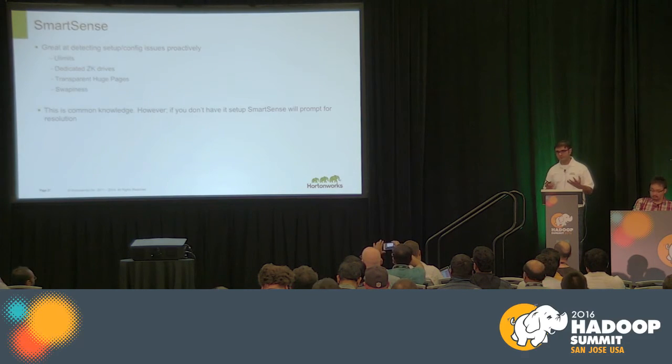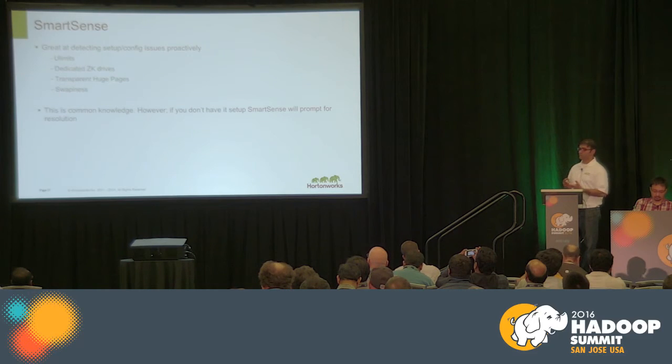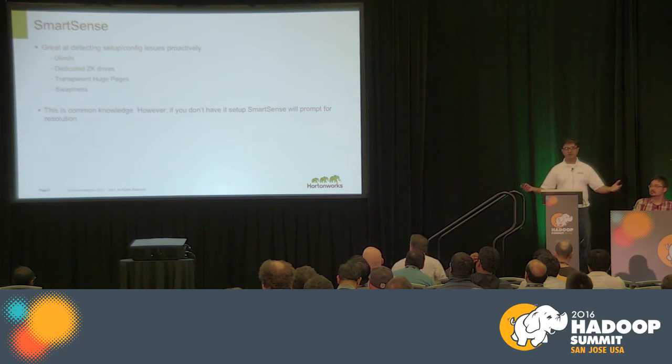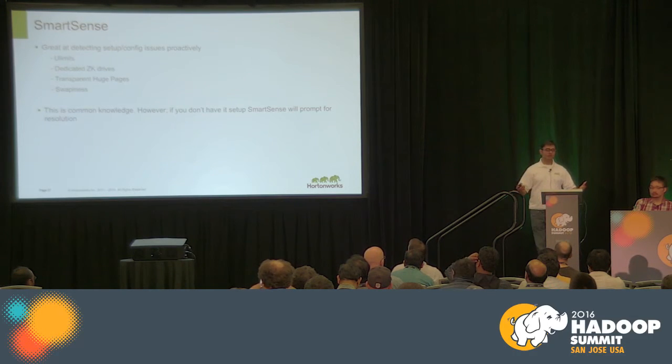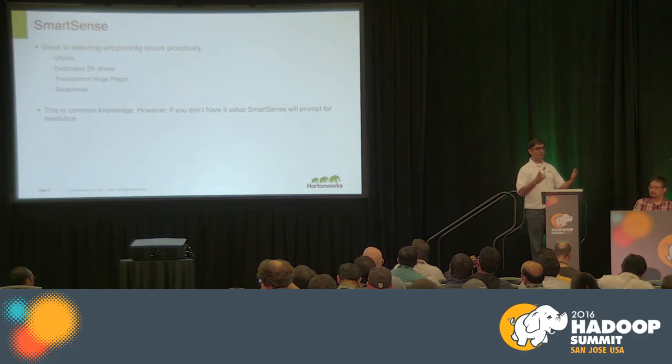SmartSense is a tool that Hortonworks started shipping with HDP 2.3. So ulimits, ZooKeeper having dedicated drives, transparent huge pages, and swappiness, all that is common knowledge in HBase. If you want a functional, operational HBase cluster, then go ahead and set this up right. But if you don't have it set up right, SmartSense will do it for you.